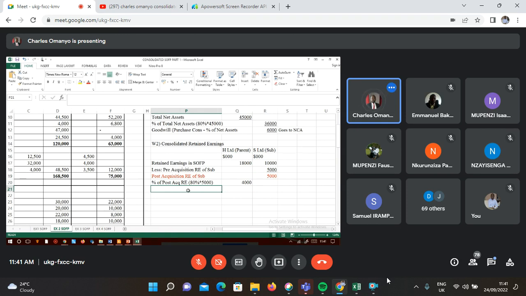You come and add. So what is the consolidated retained earnings? In our consolidated retained earnings, I add everything there. So what do we get? 22. So 22 is our consolidated retained earnings. We'll be interested in that figure later on.